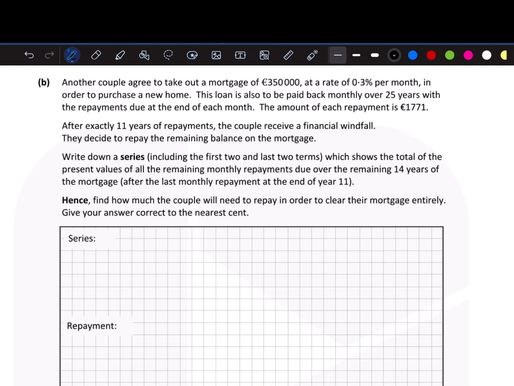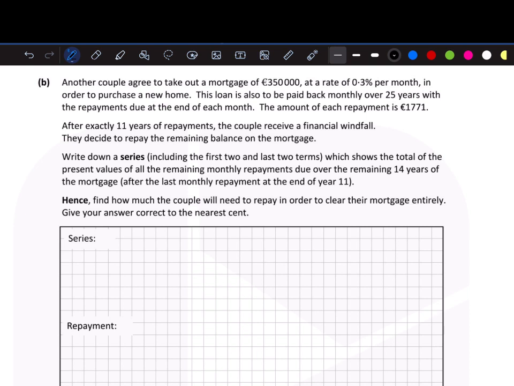Write down a series, including the first two and last two terms, which shows the total of the present values of all the remaining monthly repayments due over the remaining 14 years of the mortgage, after the last monthly repayment at the end of year 11. Hence, find how much the couple will need to repay in order to clear their mortgage entirely. Give your answer correct to the nearest 10 cent.